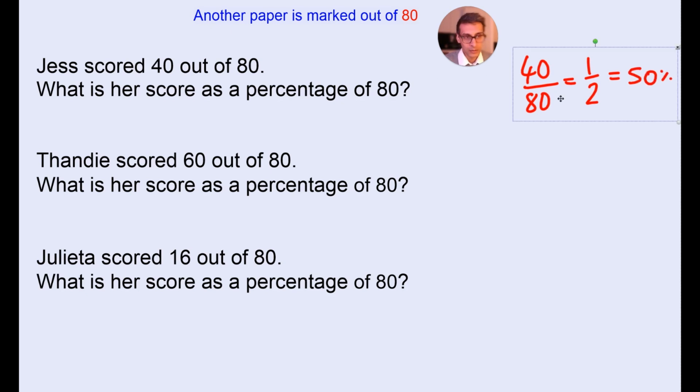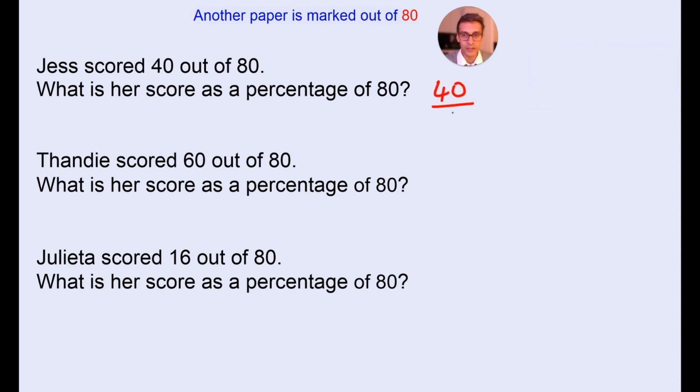Now we want to make these out of 100. So really, how do you get from 40 over 80 to something out of 100? So if you want to show your working out, and this is important for the harder questions, just to have this skill consolidated, well, we can simplify this down to a half, and then we scale it up. So times 50, which is 50 over 100, which is 50%.